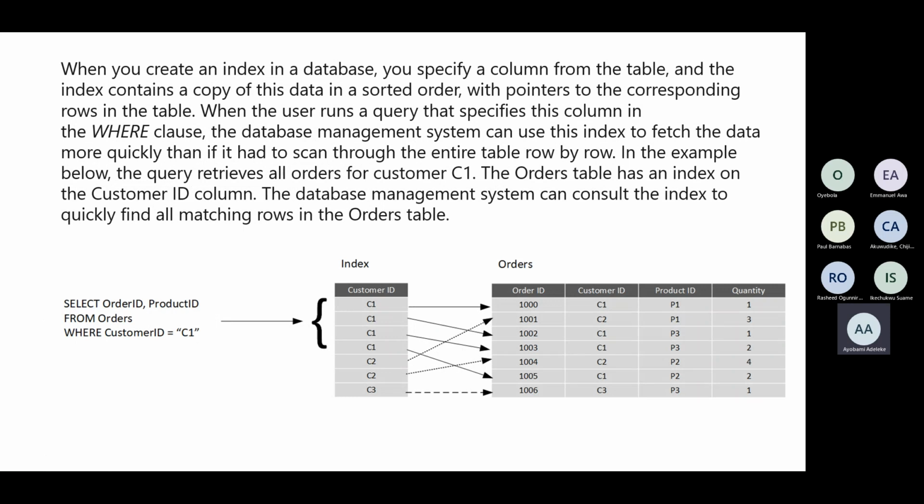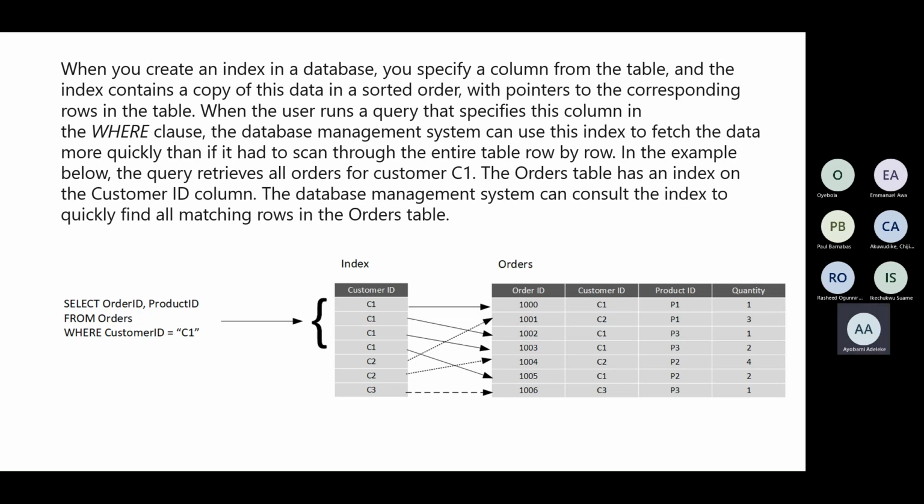So back to the SQL environment. In the relational database, when you want to create an index, you need to specify a column in the particular table you are creating that index for. The index contains a copy of the data in a sorted order, and it has pointers to the corresponding rows in the table. So what this is trying to say is that when the user now runs a query that specifies this particular field or column that you've created an index on using the where clause statements, the DBMS engine now uses this index to fetch the data much more quickly than it would have done if it had to go through the entire table row by row.